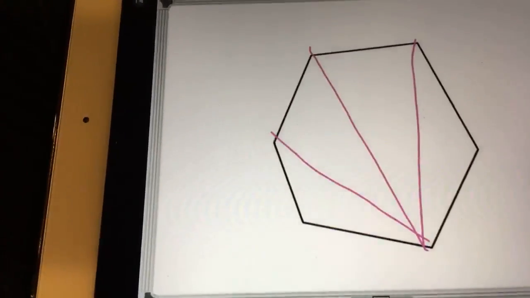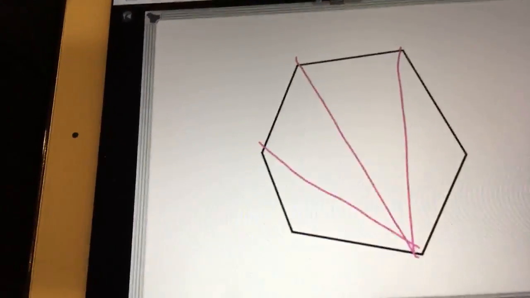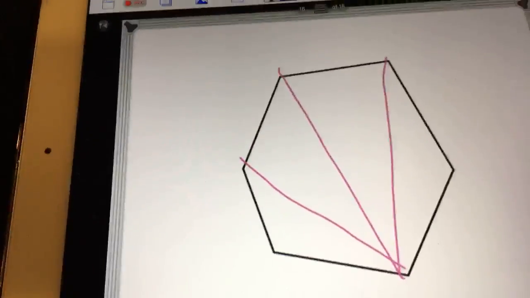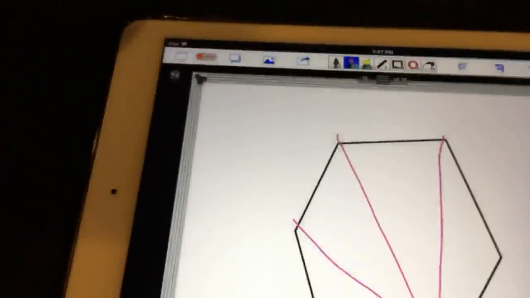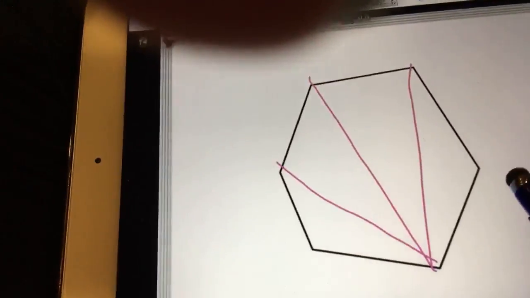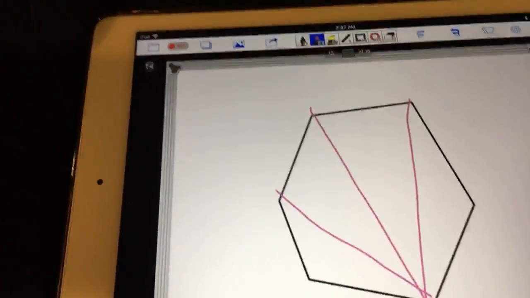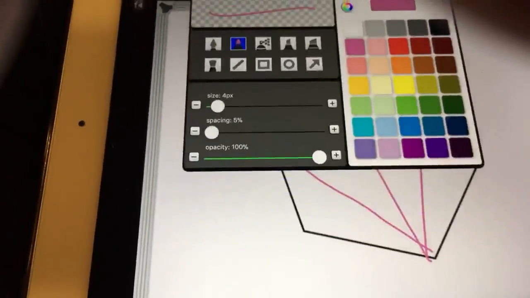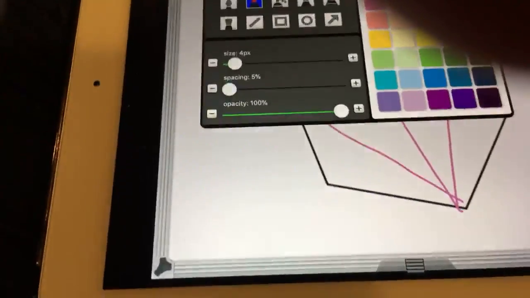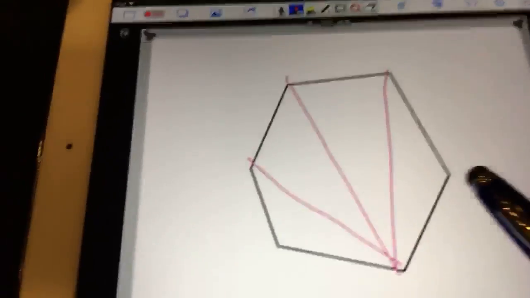Okay? So I've now drawn 3 diagonals. There are 6 sides, n minus 3. Okay? I do that with every single vertex. So that would be n times n minus 3. But hopefully you see that that's going to actually give me twice the number of diagonals that I should have.